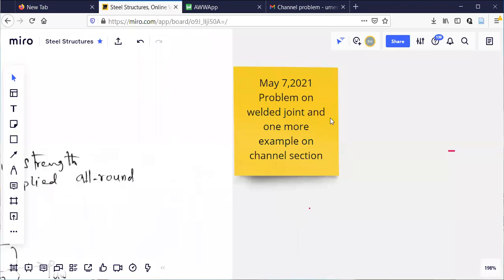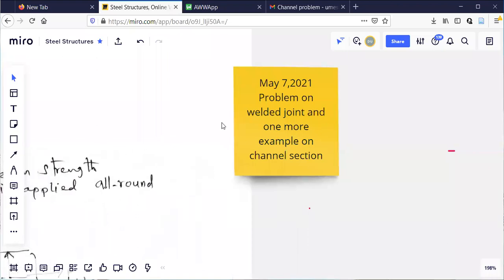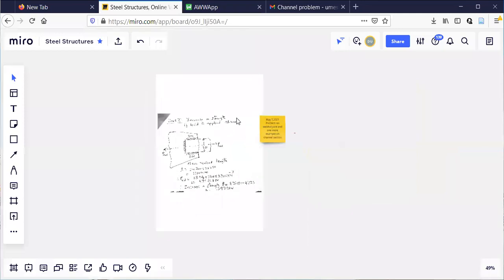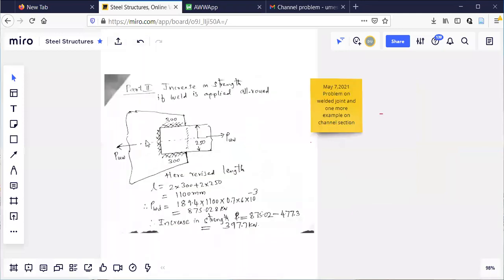You can see the problem on welded joint. One more example. The second example is important for the final exam. They won't set the problem I solved in the exam, because it is a very elementary basic example. It is a channel example. Let us try to understand.